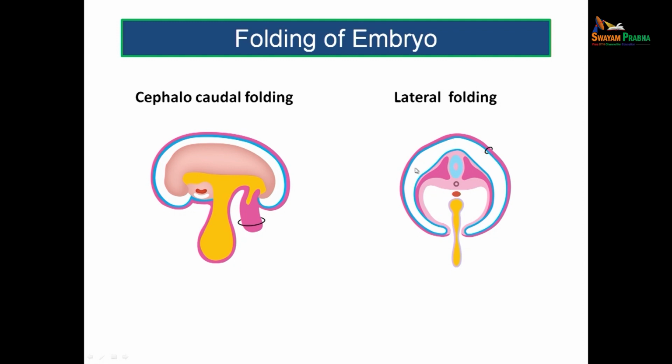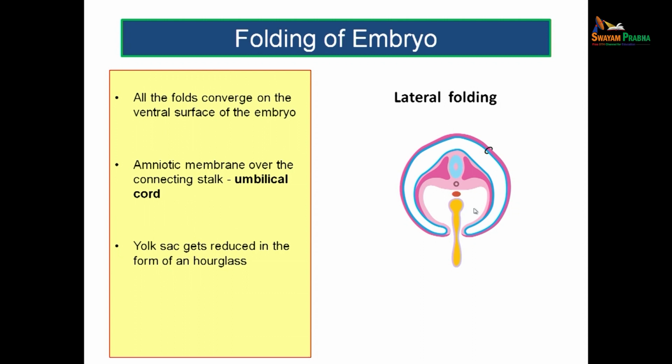And what is happening at the lateral folding? You can see that this is the amniotic cavity. This amniotic cavity is becoming bigger and bigger, and it will wrap the whole developing embryo, and it will come closer to the yolk sac. This is what is happening in the lateral folding. So, all the folds will ultimately converge on the ventral aspect of the embryo. That is the main role of folding. All the folds will be coming and folding at the ventral aspect of the embryo.